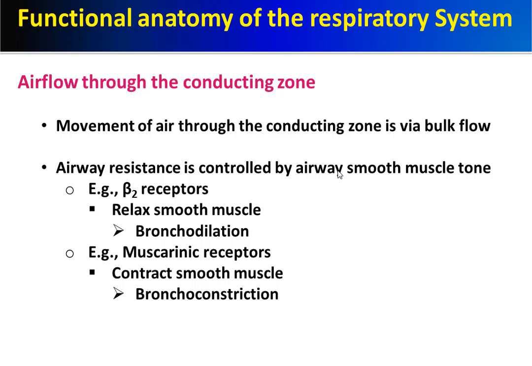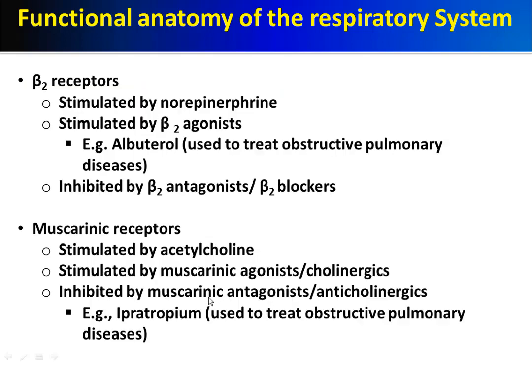In these smooth muscle cells, we have beta-2 adrenergic receptors, which when stimulated result in relaxation of the smooth muscle cells in the walls of the airways of the conducting zone, leading to bronchodilation. And we also have muscarinic acetylcholine receptors, which when stimulated by acetylcholine or cholinergic agonists result in contraction of the smooth muscle cells, leading to bronchoconstriction.